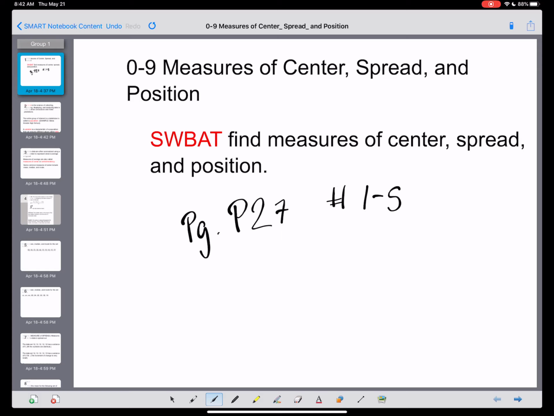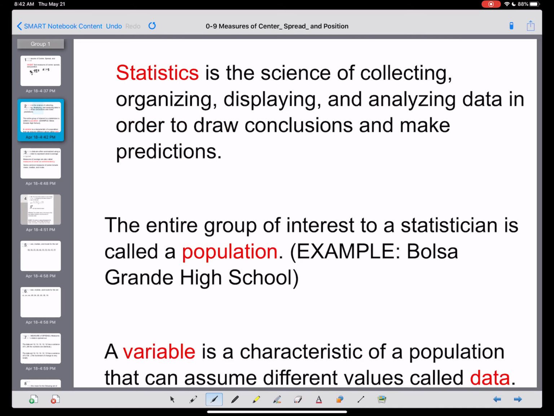0.9, measures of center, spread, and position. Students will be able to find measures of center, spread, and position. Your homework is page P27, numbers 1 through 5. If you're using a textbook, P27 is in the pages before page 1, the preliminary chapters, so you'll find it there. If you can't find it, I'm going to attach pictures of your assignment on here, so no worries on that front.